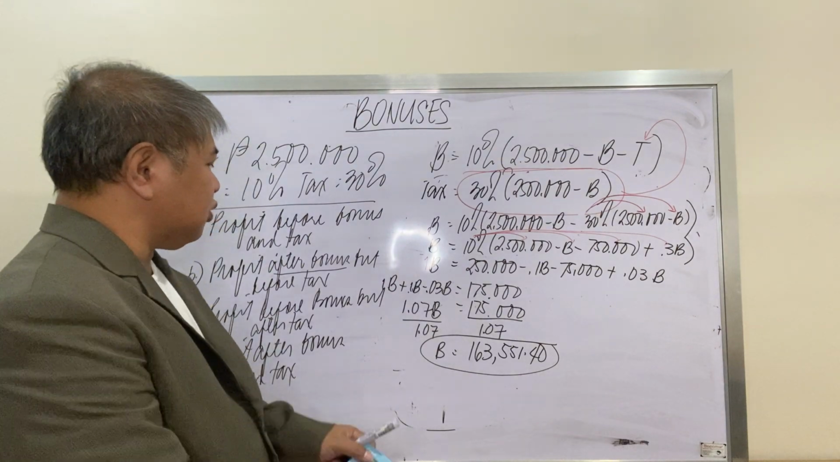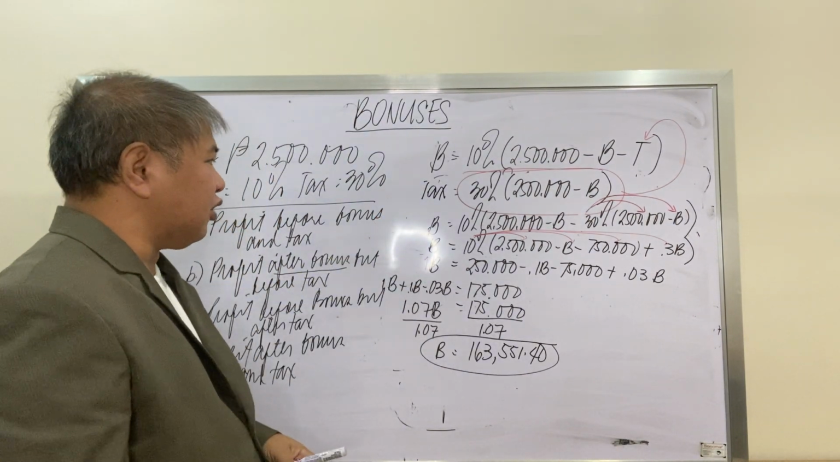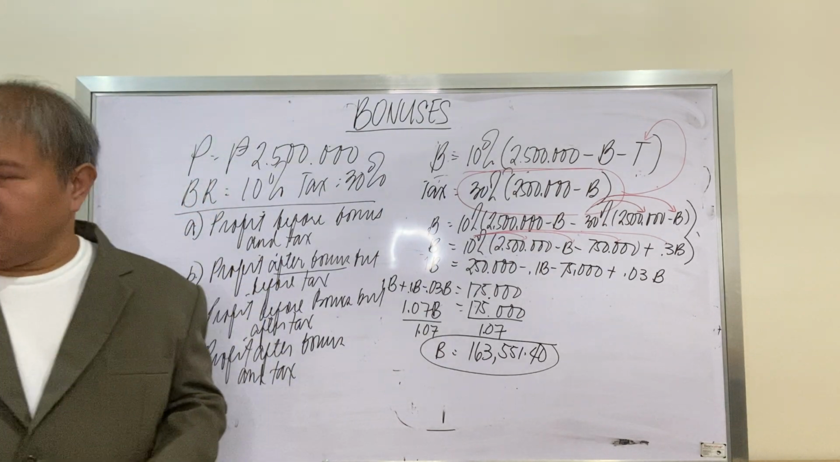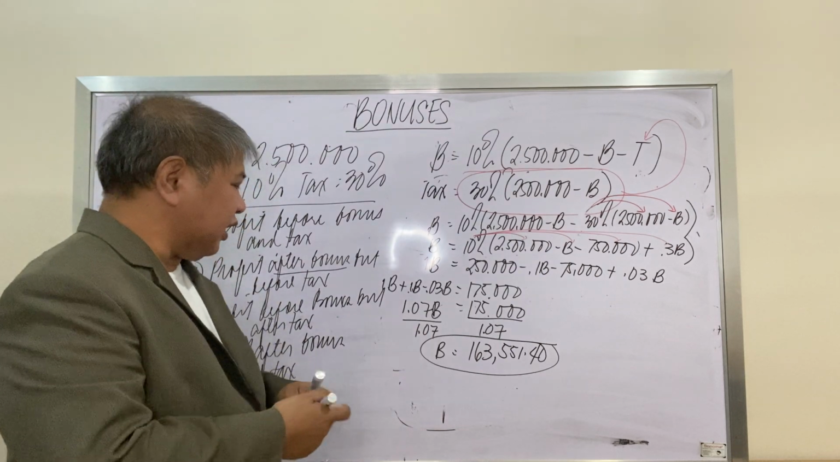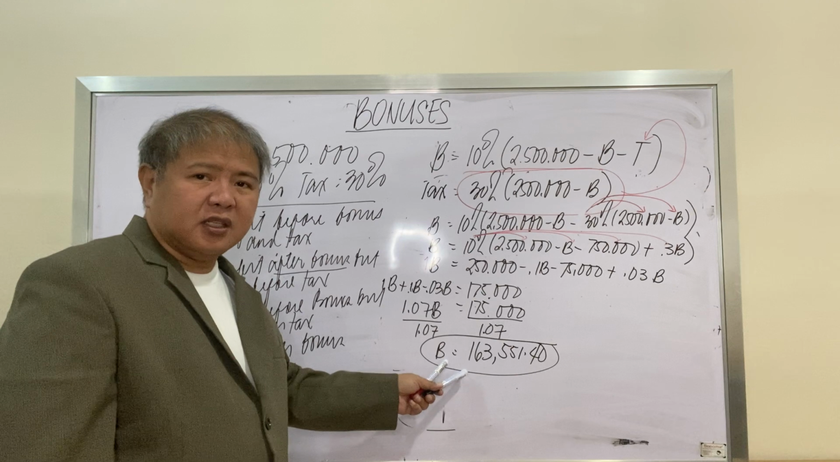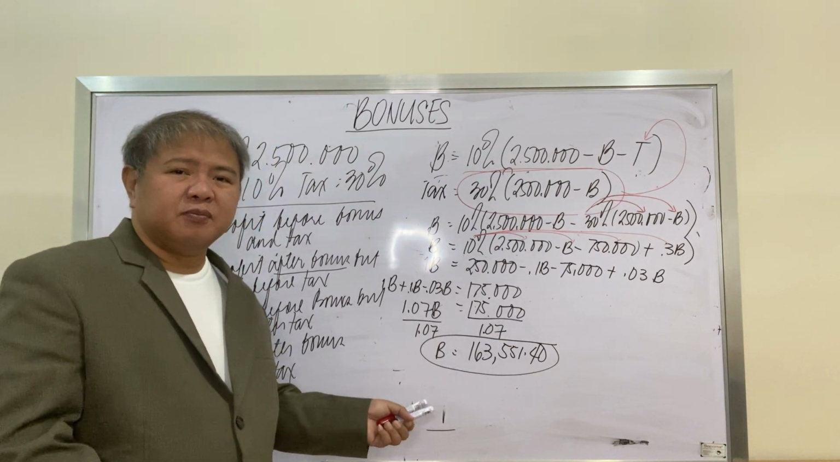Okay, now you substitute this one into the tax formula for you to find out, to calculate the value of the tax on the profit, okay, after deducting the bonus. Again, why do we deduct this one? Because this is a tax deductible item. Okay, so any questions, guys?